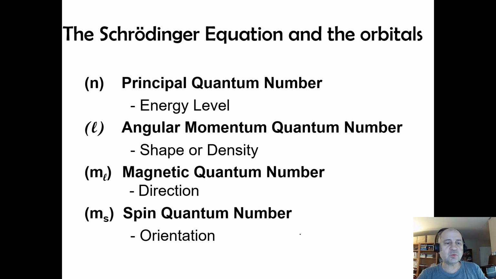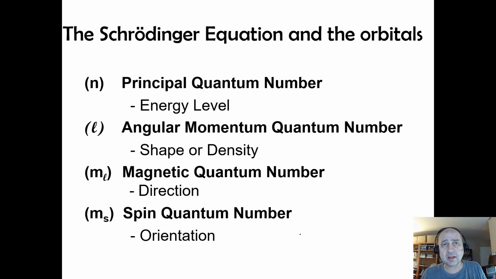So what we're going to do is give each electron a unique set of 4 quantum numbers. And this is the summary here. We have the principal quantum number, the energy level, and that's reflected in the periodic table. The periods, first period, second period, third period, represent the energy level.